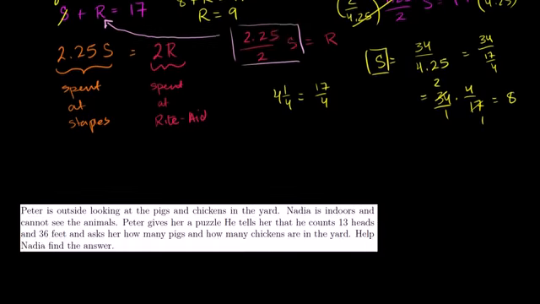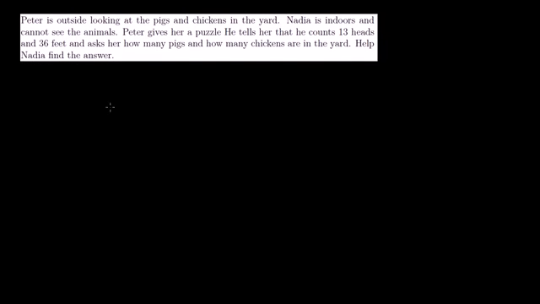Let's do one more. This one is especially fun looking. Peter is outside looking at the pigs and chickens in the yard. Nadia is indoors and cannot see the animals. Peter gives her a puzzle. He tells her that he counts 13 heads and 36 feet and asks her how many pigs and how many chickens are in the yard.